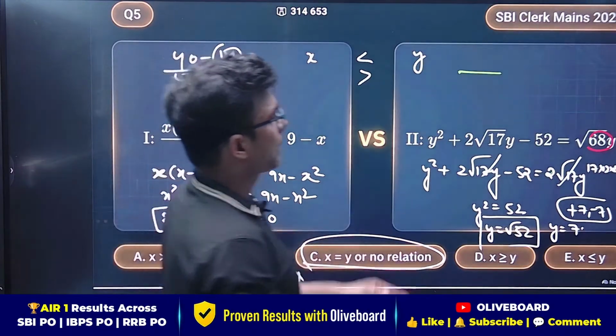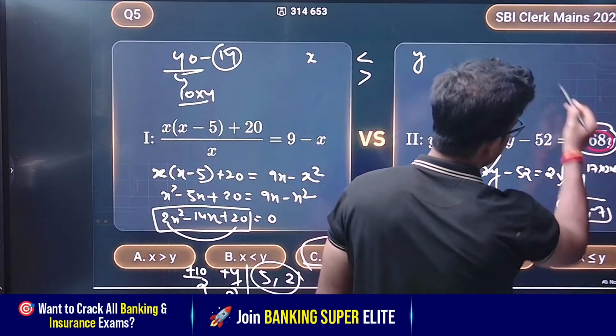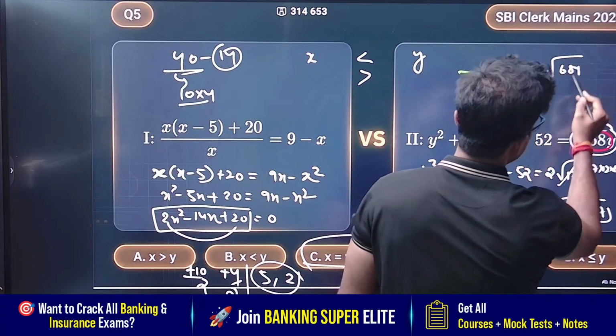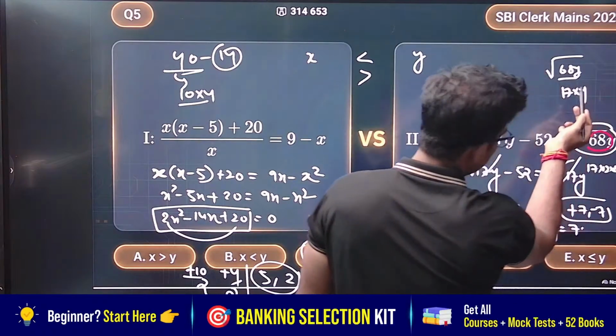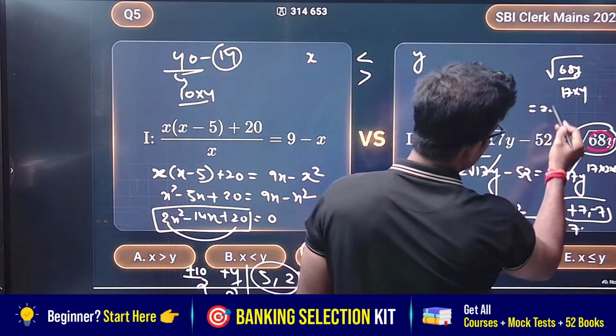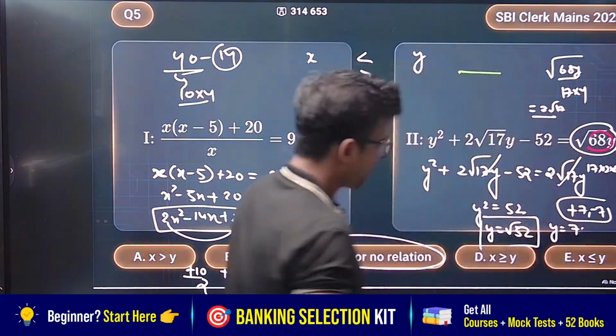Here, the main hurdle in this question was root of 68. 68 is basically 17 into 4. In the root it will be taken out, it will become 2 root 17. That's simple now.